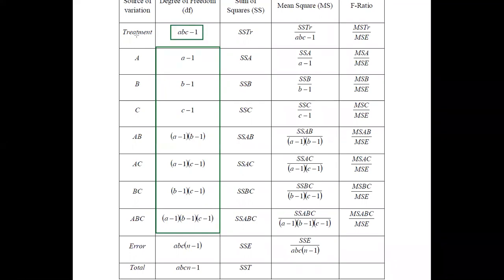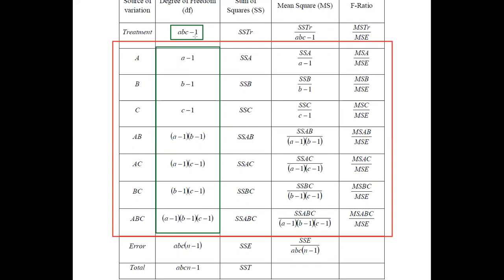It is because the treatment has been elaborated using the main effects, two-way interactions, and this three-way interaction. Therefore, this part can be considered just as the elaboration of the treatment. Otherwise, we see treatment, error, and total in the ANOVA table. Therefore, to get the error degrees of freedom, you simply subtract this quantity from the total degrees of freedom, and you will get abc times n minus 1.